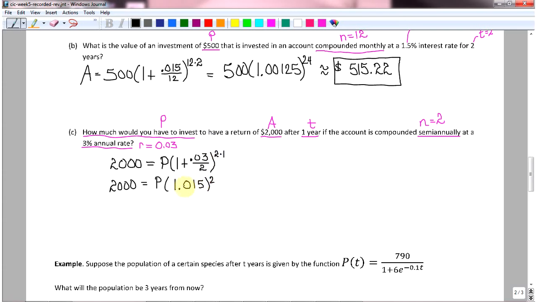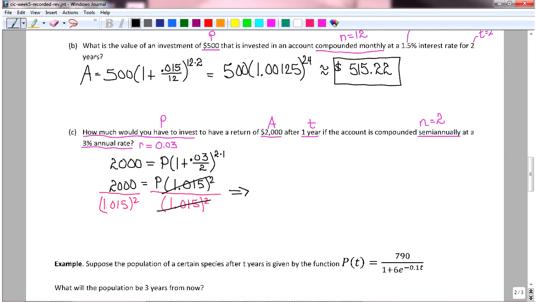Okay, well, when you're dealing with this type of problem, or really any problem, you don't want to round your answer in any intermediate steps. You only want to round once at the end. So what do we need to do here to get P by itself? Well, we need to divide by everything in parentheses raised to a power. So that 1.015 squared, we're going to divide both sides by. Right, so that'll make it cancel out on the right, and we're going to be left with P, which is what we want.